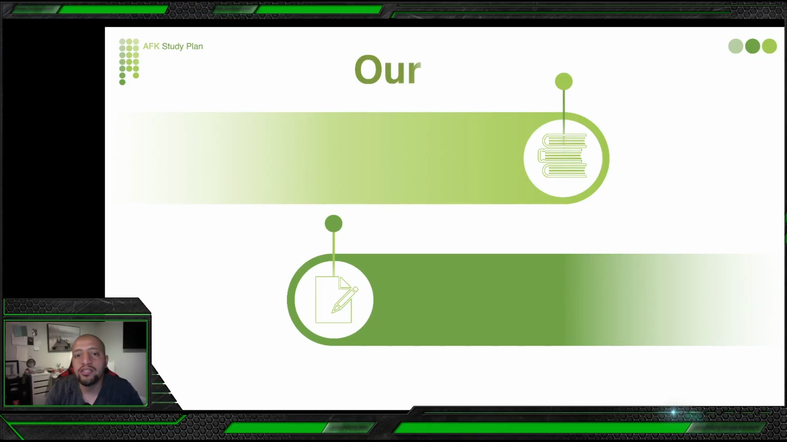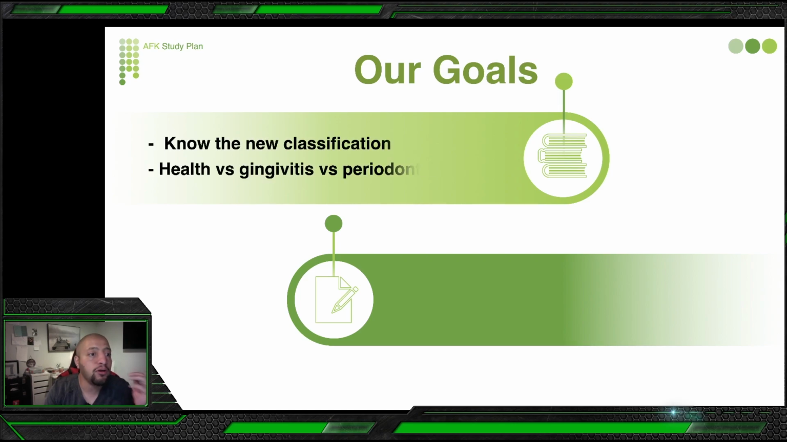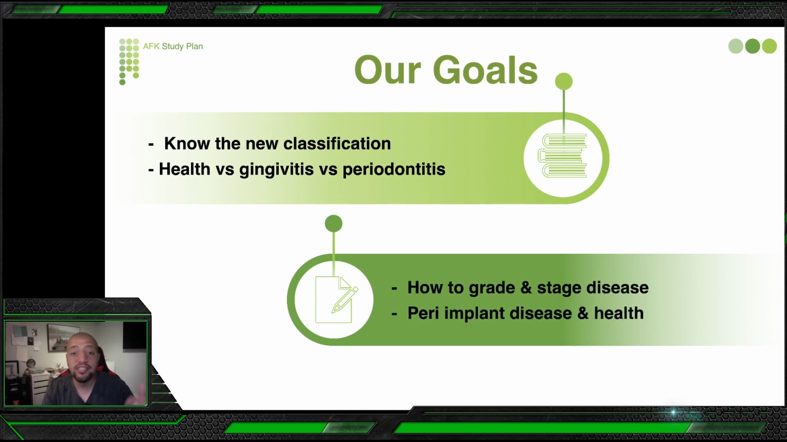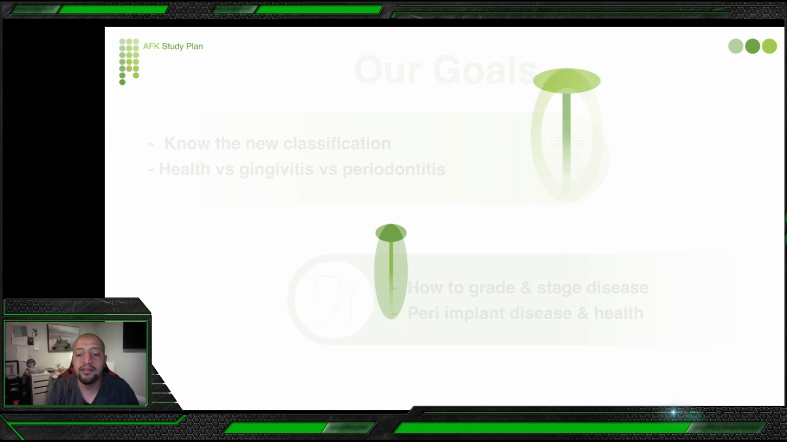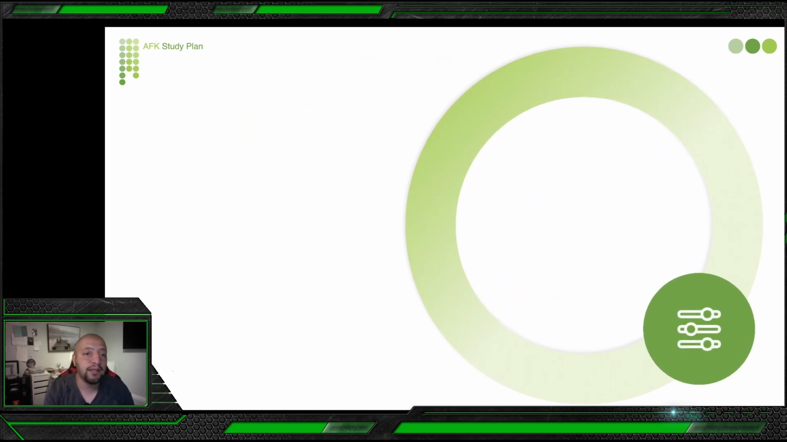So first, we're going to start with the end in mind. What are our goals today? Our goals today are for you to know the new classification, for you to differentiate between health, gingivitis, and periodontitis, and which parameter we are going to use to say which is which, and then how to grade and stage disease. If you say it's a periodontitis, you need now to conclude the stage and the grade. And at the end, we're going to speak about implant health.